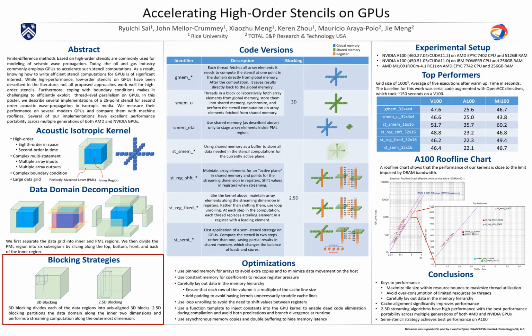Some of our implementations use 3D blocking, which divides each data region further into axis-aligned 3D blocks. Other implementations use 2.5D blocking, where we partition the data domain along the inner 2 dimensions into 2D tiles, and we stream each 2D tile along the outermost dimension.